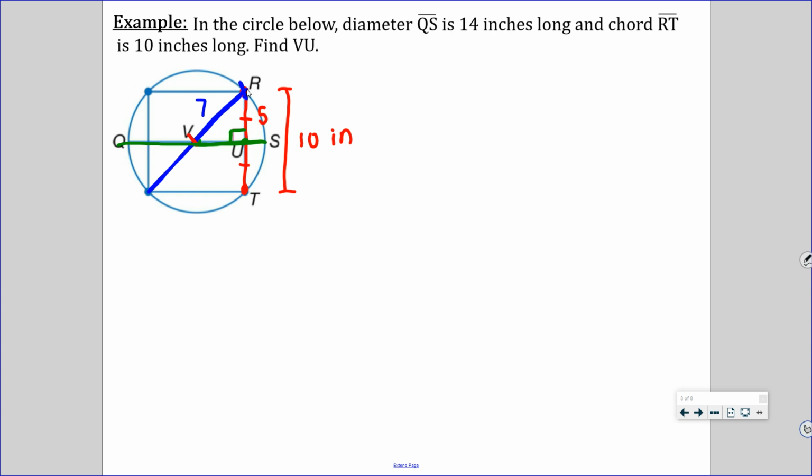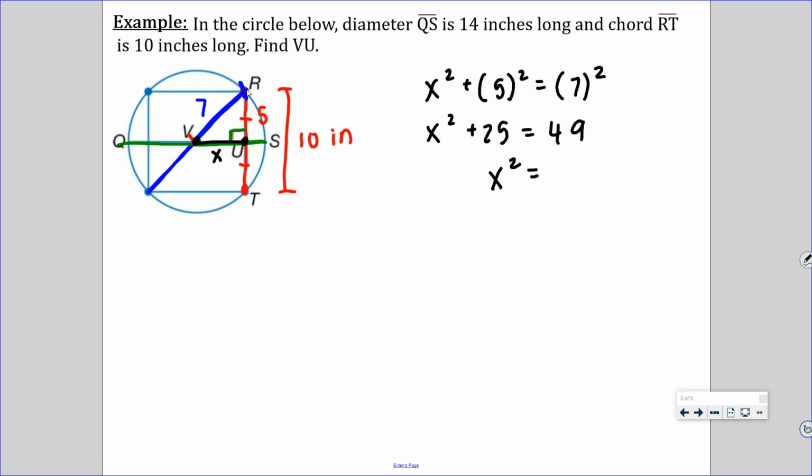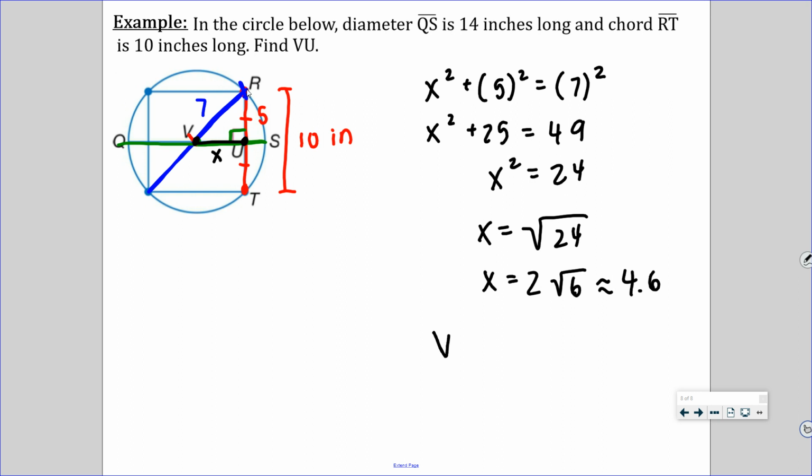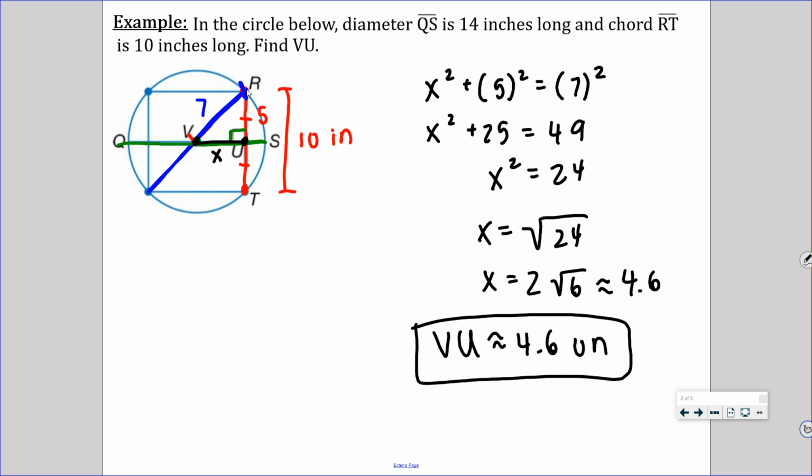Meaning I could find VU by using Pythag again. Everybody see that? You guys awake? Yeah. Come on, guys, we're on the home stretch. Finish strong. All right, this one we don't have decimals, so let's write our answer in simplest radical form. So that's 4 times 6, so 2 root 6. And as a decimal, I got 4.6. VU, 4.6 units. Talking about a length, so go ahead and put units on that.